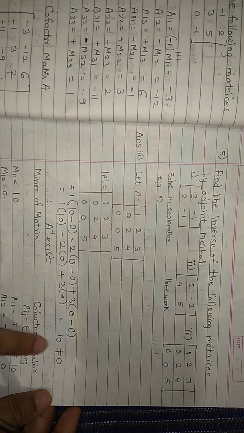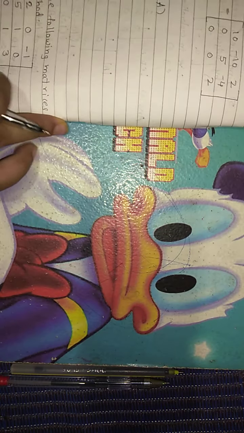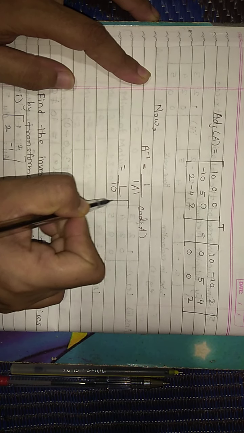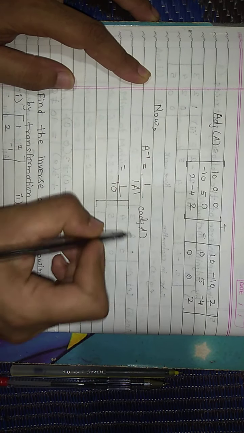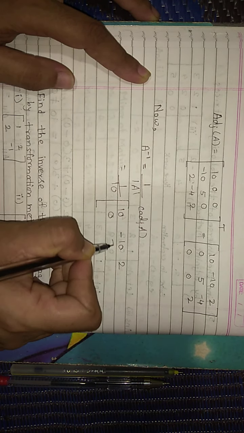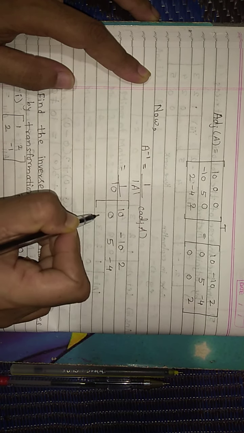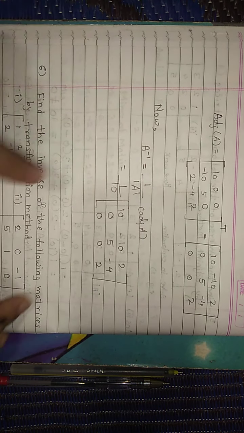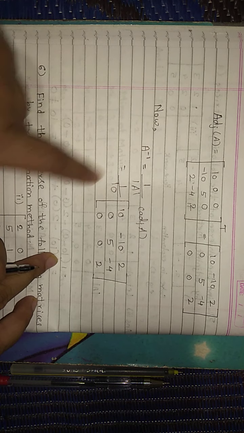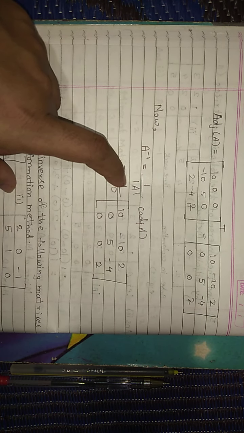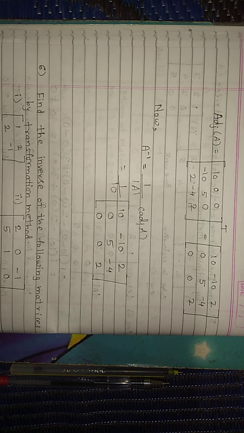Determinant of A is equal to 10. So we substitute that value 10, and adjoint of A we write here: 10, minus 10, 2, 0, 5, minus 4, 0, 0, 2. So this is our inverse of the matrix. A inverse is equal to, remember the formula, 1 upon determinant of A into adjoint of A.